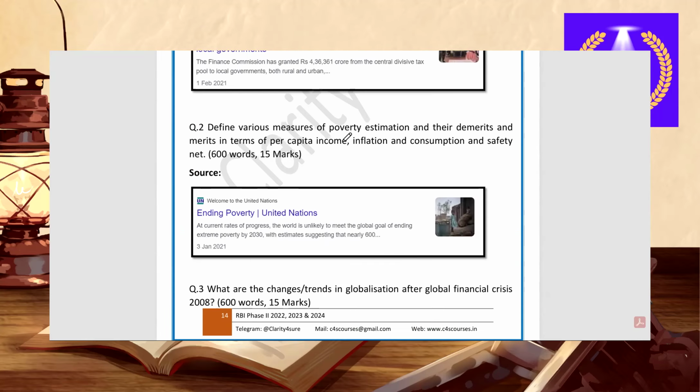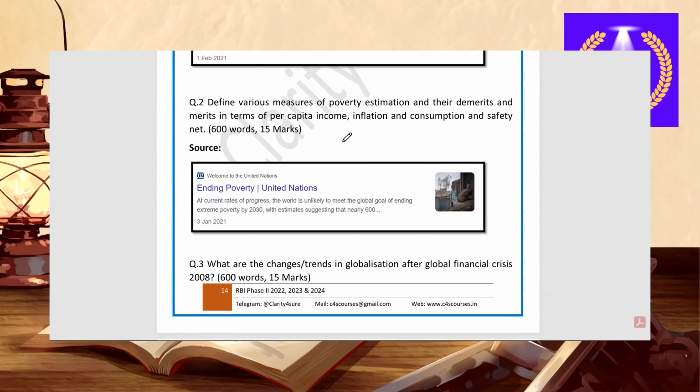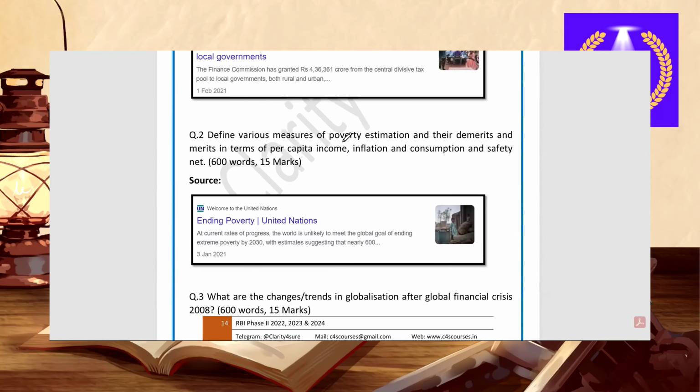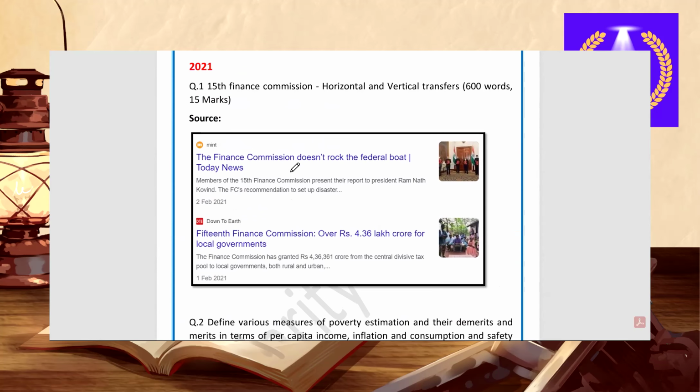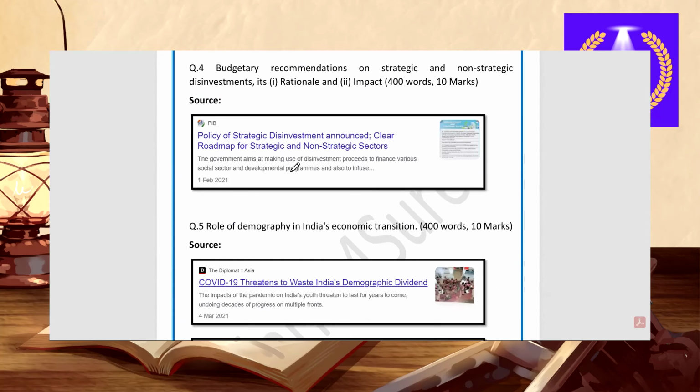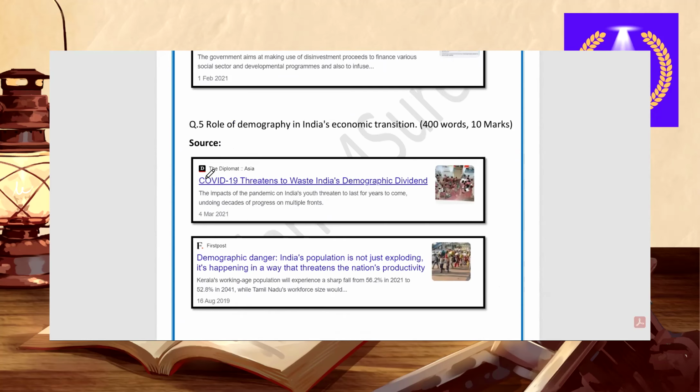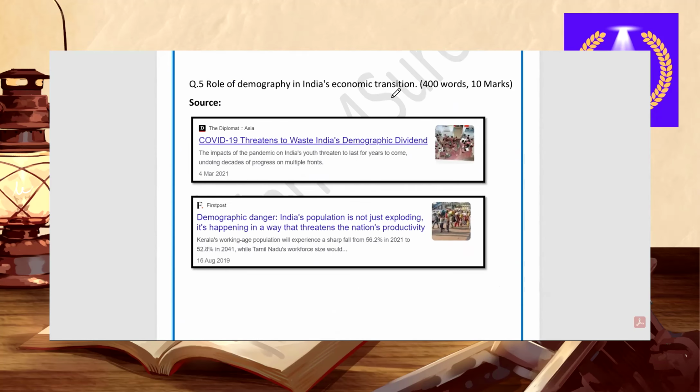और उसके बाद एग्जाम हुए हैं. Similarly I will show you each and every, they are taking question from newspaper, okay, from each and every, and this is the example of how they are picking up. 21 के क्वेश्चंस देखो न्यूज में था. रोल ऑफ डेमोग्राफी इन इंडियाज इकोनॉमिक ट्रांजिशन, it was there in the news. पोस्ट कोविड के बाद में कैसे ट्रांजिशन हुआ, डेमोग्राफिक चेंजेस.